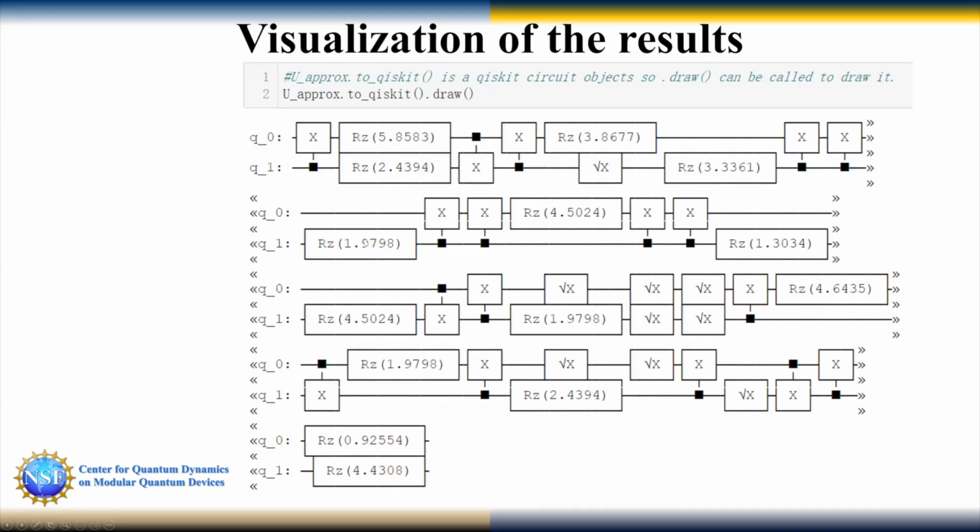Then you run the function, and it will do the iterations and return U approximated, the circuit that is generated. We wrote a very handy function called toQiskit that turns this U approximate into a Qiskit circuit object. So you can use all the handy visualization tools from the Qiskit package, such as .draw, to draw the quantum circuit and give you a better and more straightforward way to see the circuit you generated. Since we're using Qiskit, make sure you properly install and configure the Qiskit package before running this program.